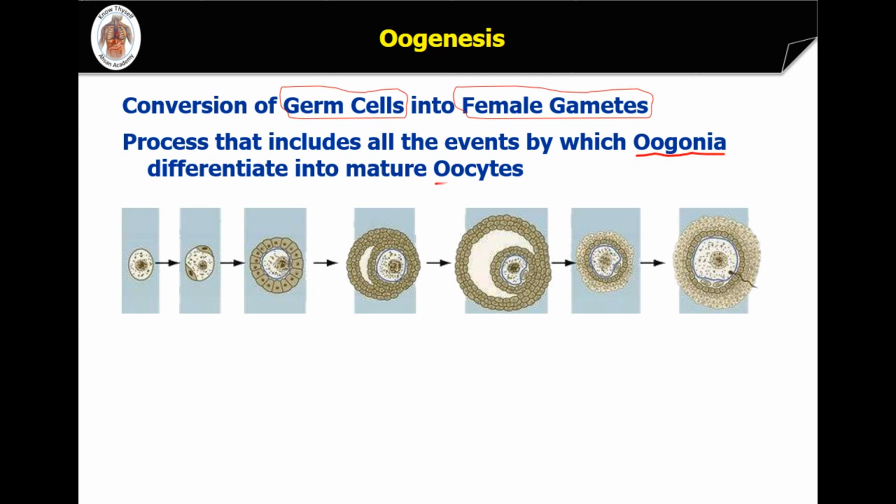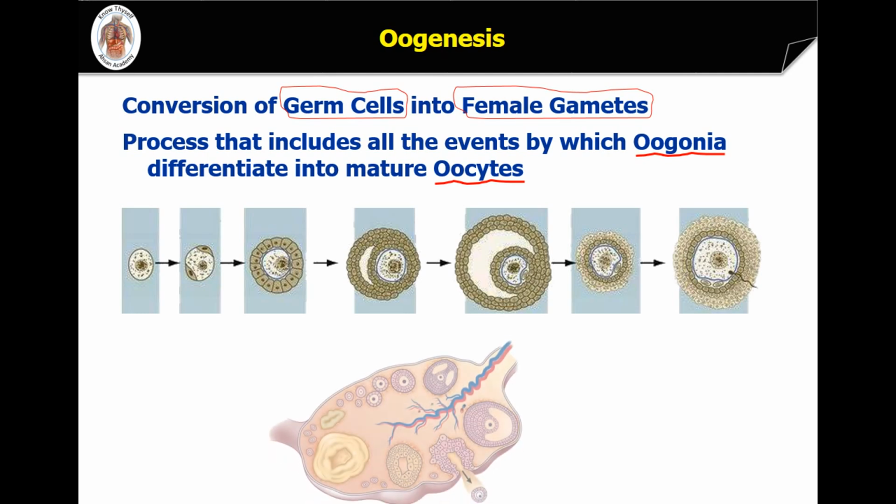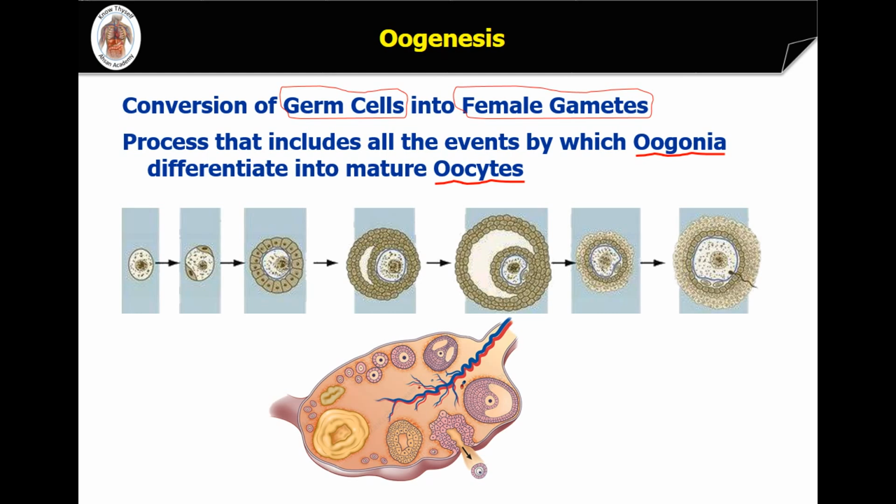You can see this is the oogonium, and oogonium is a type of germ cell, and the oocyte is the mature female gamete. This happens in the internal reproductive organ of the female, that is the ovary. You can see the ovary and different stages of follicles shown here. This is the starting point, and gradually this is changing, and this oocyte is expelled out, and the remaining supporting portion gradually disappears.